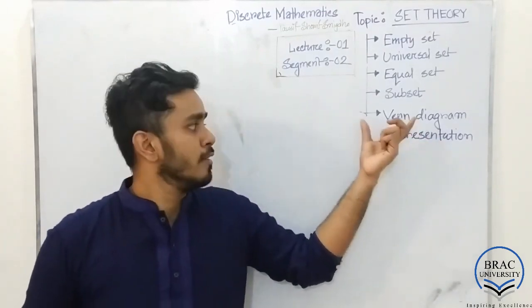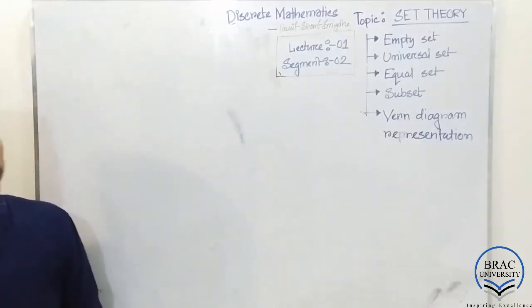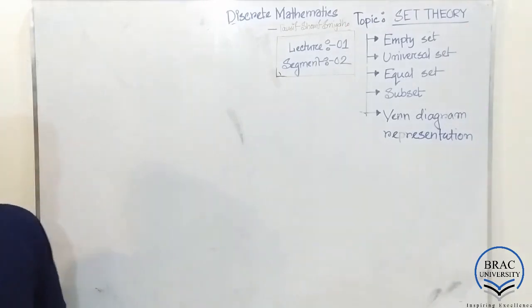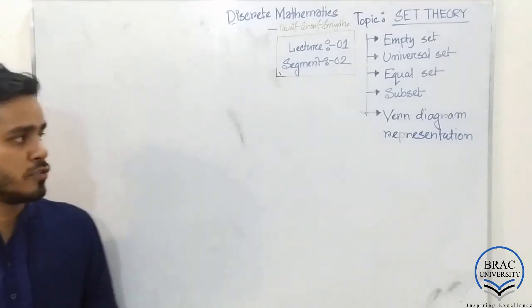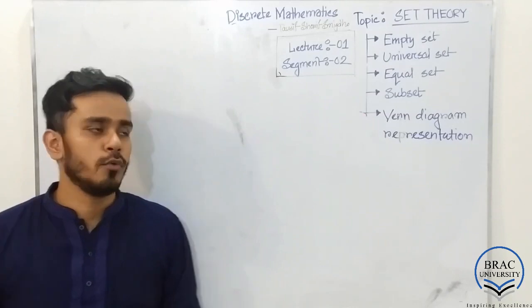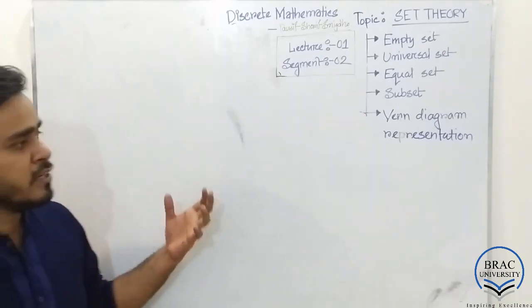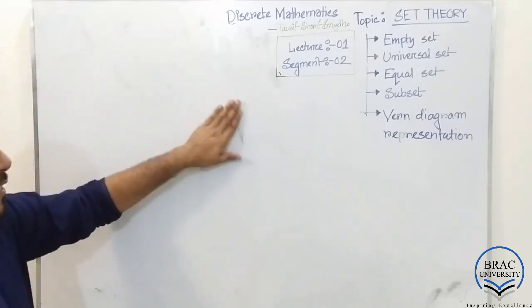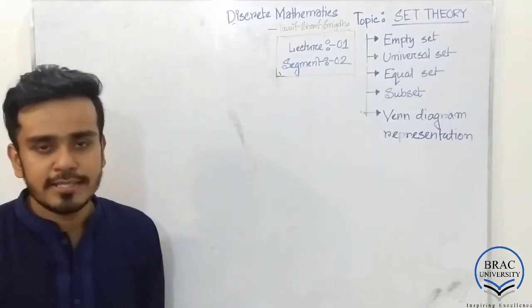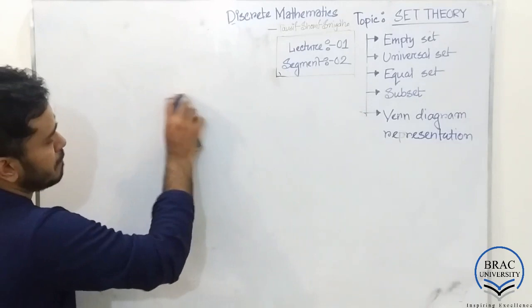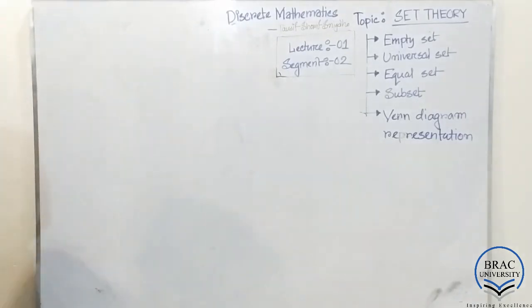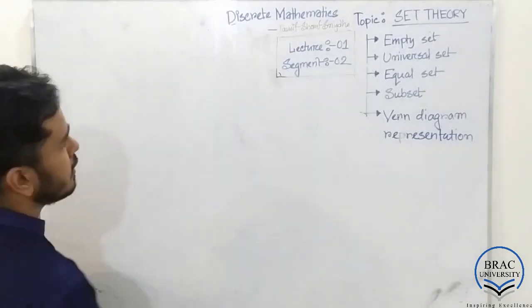We have our last topic here, Venn diagram representation. Before we go to study Venn diagram, we have to know that John Venn invented Venn diagram representation of sets. Basically, it is a graphical representation of set theory. So, how to do it?